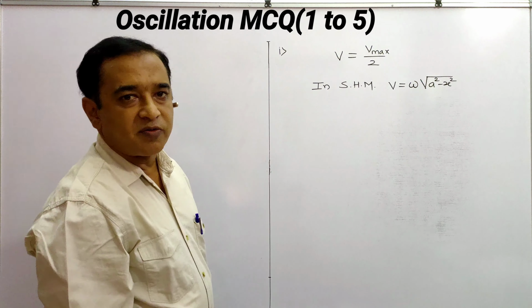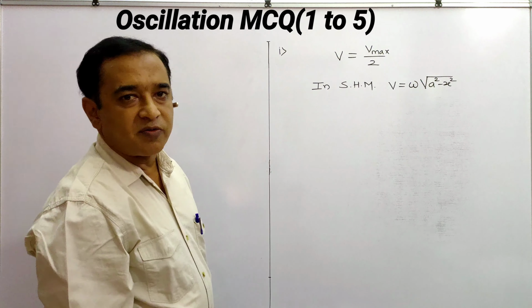So we need to calculate this X. If we take X square to the right hand side, A square minus A square upon 4 is equal to X square. This is taken to the right hand side and this is taken to the left hand side, plus becomes minus, minus becomes plus. If we solve this one, by taking the LCM 4, it is 4A square minus A square divided by 4. That means 4A square minus A square, 3A square upon 4, which is equal to X square.